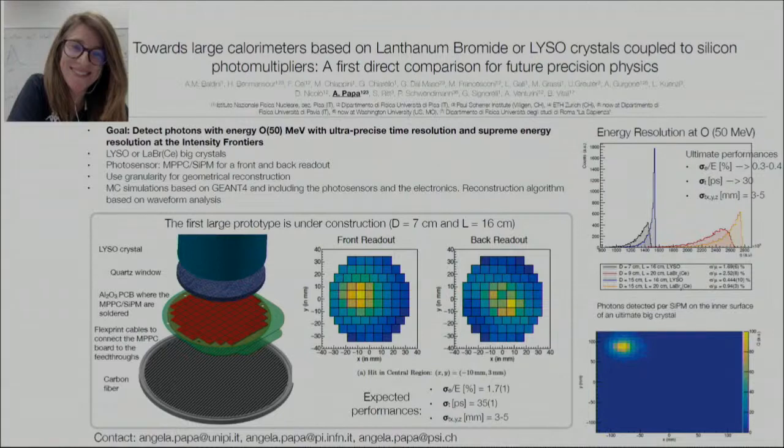And this poster shows liquid xenon calorimeters and the possibility for future precision physics by using large crystals to get the ultimate energy resolution and so on. Currently, lanthanum bromide and LYSO are being investigated, and simulation and prototype tests are already done. The possibility for a future experiment is under investigation.